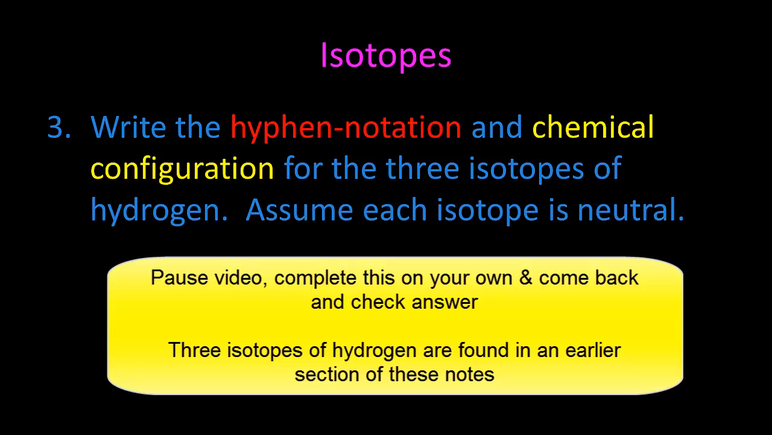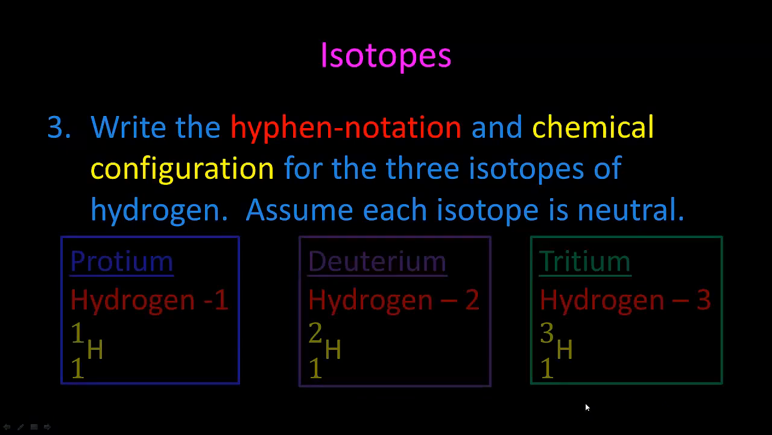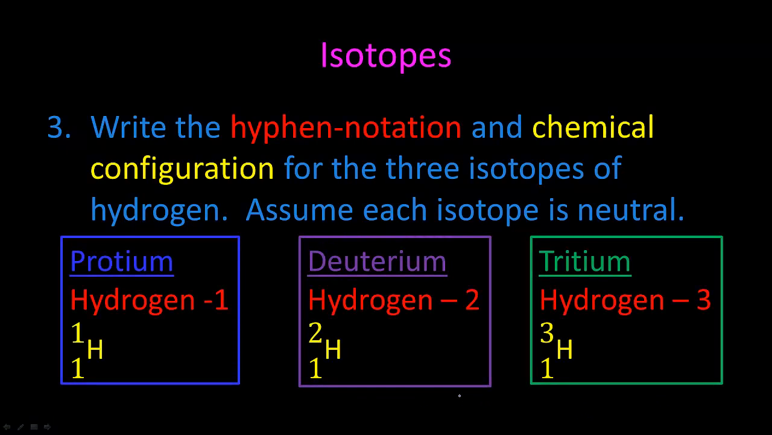Now, I would like for you to write the hyphen notation and chemical configuration for the 3 isotopes of hydrogen. You can assume that each isotope is neutral. I'd like for you to do this on your own and then come back. So pause the video and then come back and check your answers. All right, here are the 3 isotopes of hydrogen: protium, deuterium, and tritium, and their hyphen notation and chemical configuration.